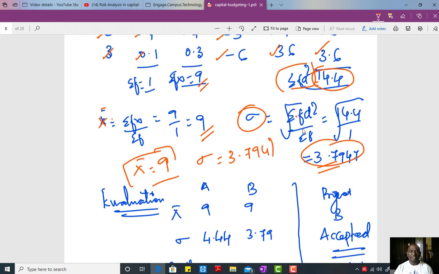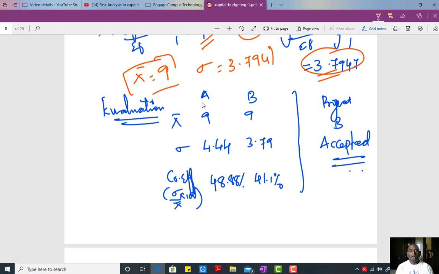So make a table for evaluation now. Next step. You know project A, project B. Mean is equal to what? 9, 9. Standard deviation is equal to 4.44 and 3.79. Now work out one more measure. We call it the coefficient of variation. It is your standard deviation divided by mean into 100. So what did I do? 4.44 divided by 9 into 100, 48%. 3.79 divided by 9 into 100, 41%.